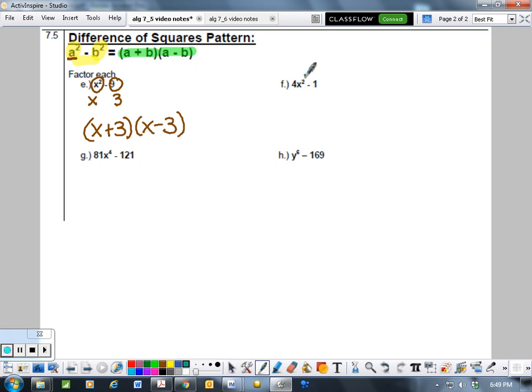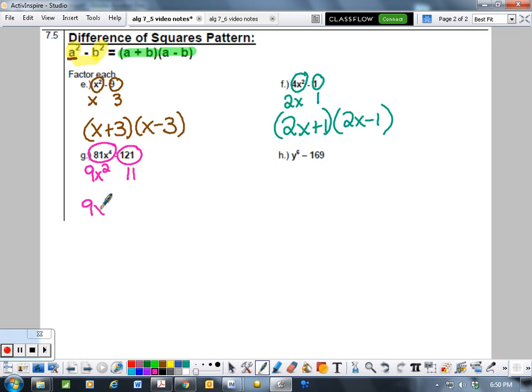Okay, so let's look at this. My root is 2x because 2x times 2x is 4x squared. My root here is 1 because 1 times 1 is 1, which means this is going to factor into a 2x plus 1 and a 2x minus 1. Okay, let's look at our next one. 81 x to the 4th. So that's really 9x squared times 9x squared. 121 is really 11 times 11. So this is 9x squared plus 11 and 9x squared minus 11.